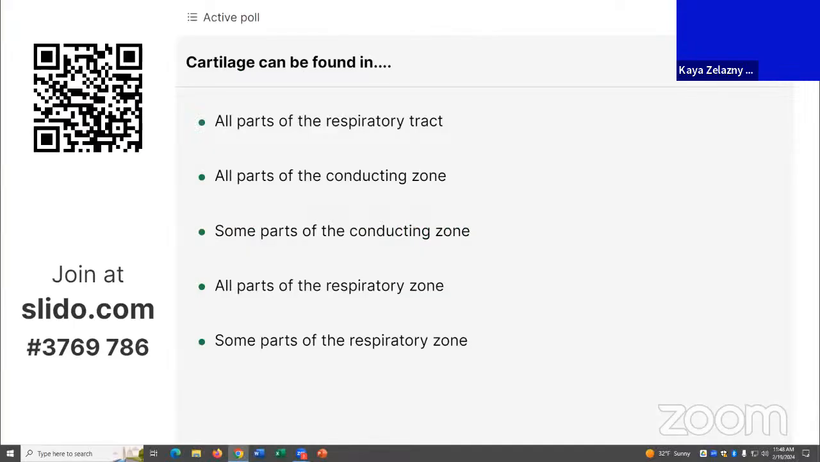All right, so today we're going to continue on talking about the respiratory system. And we're going to begin just by reminding ourselves of some of the different zones and structures that we're going to find in our respiratory system.